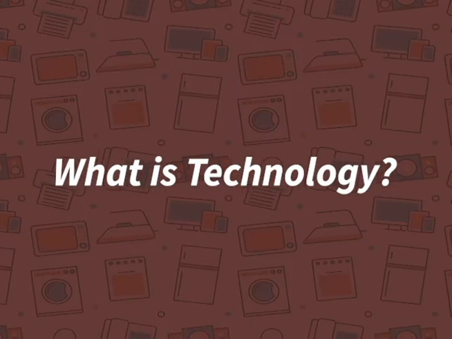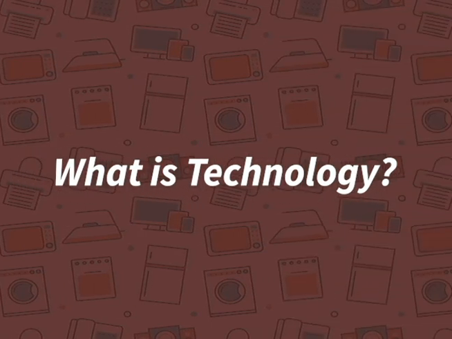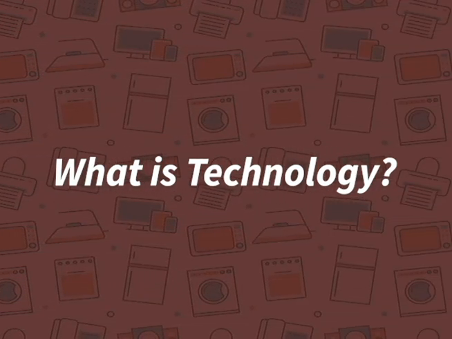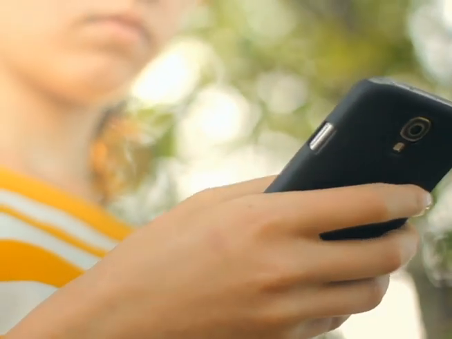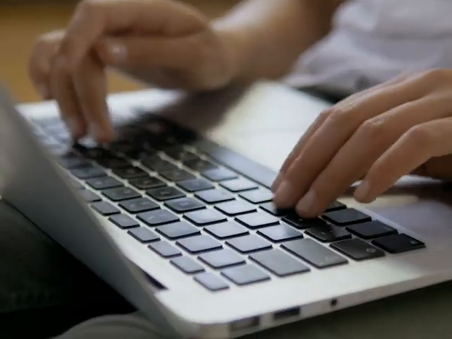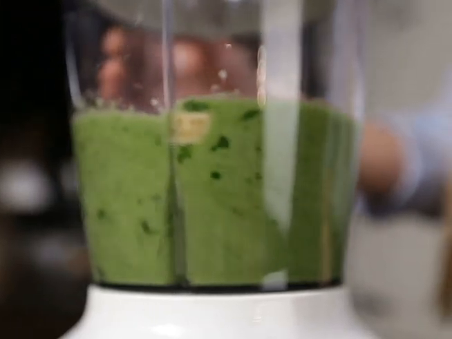But what is technology and how does it make what we use today different from what your lolo or lola used when they were young? Technology is defined as the application of scientific knowledge for practical purposes. It comes from the Greek word technologia, or systematic treatment. To put it simply, technology is the science you learned in school put to use in your everyday life. You have probably seen and used technological advancements without realizing it.